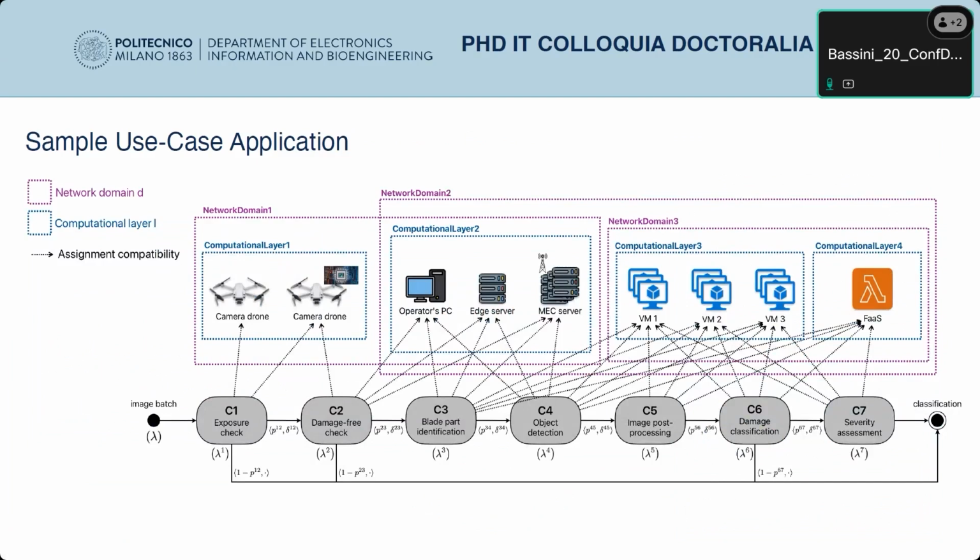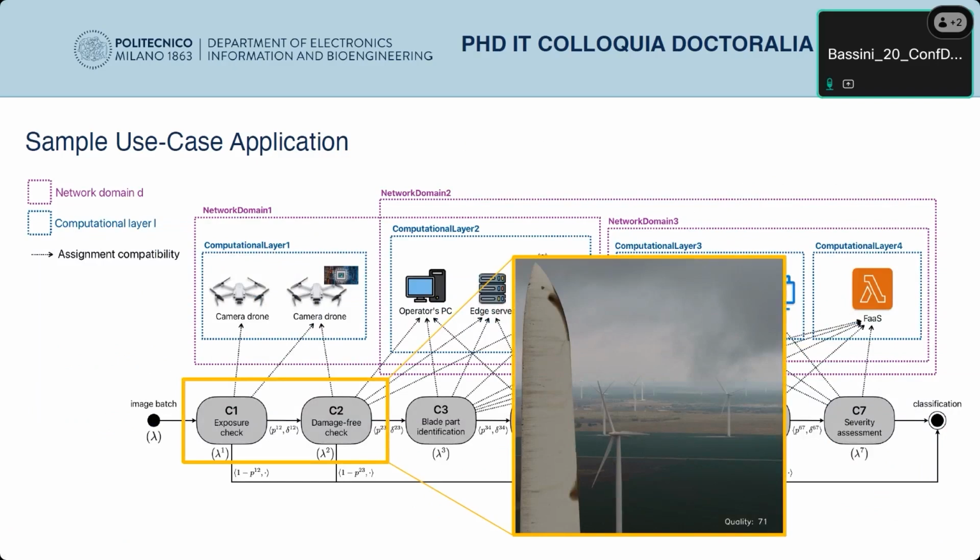Let's consider a use case application that comes from the AI-SPRINT European project I worked in. It is a 7-component application that processes images collected by drones to identify and classify damages in wind turbine blades. The 7 components have various characteristics in terms of computational requirements and can be executed on different devices in the computing continuum. For example, the first 2 components that perform initial checks on the images are lightweight and can be performed directly on the drones or offloaded to local edge devices such as the operator's PC.